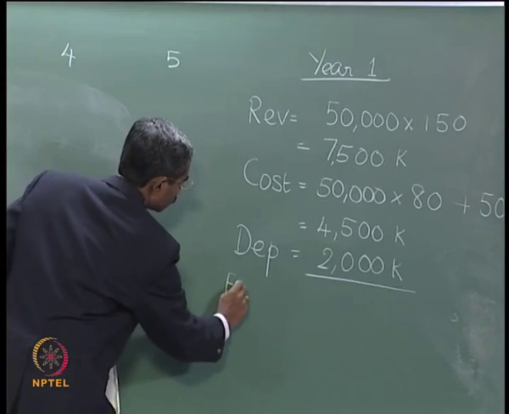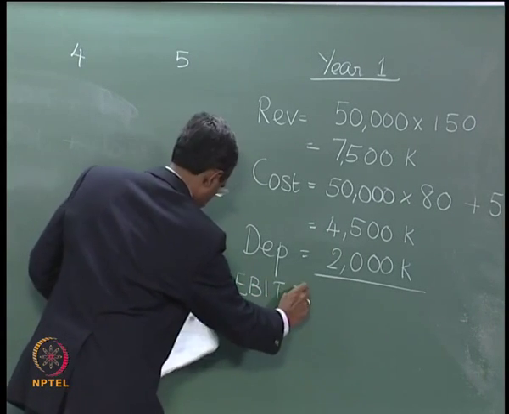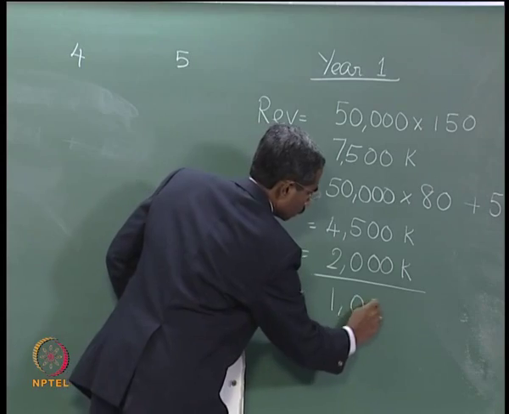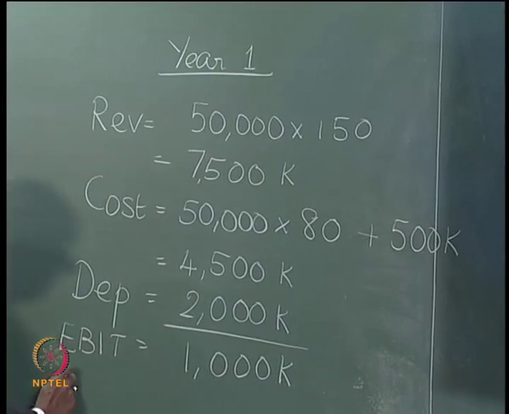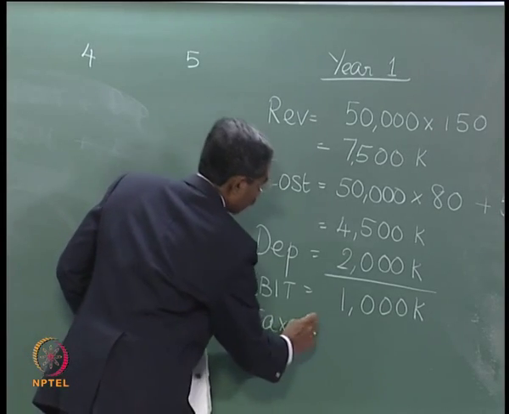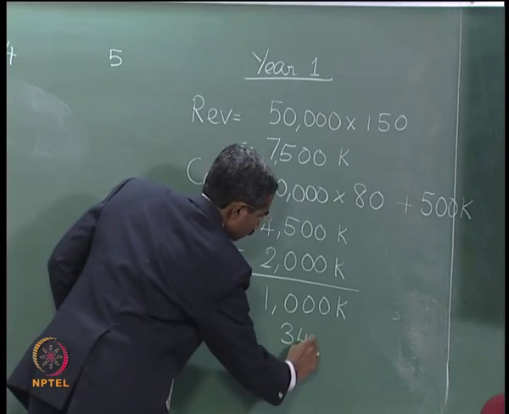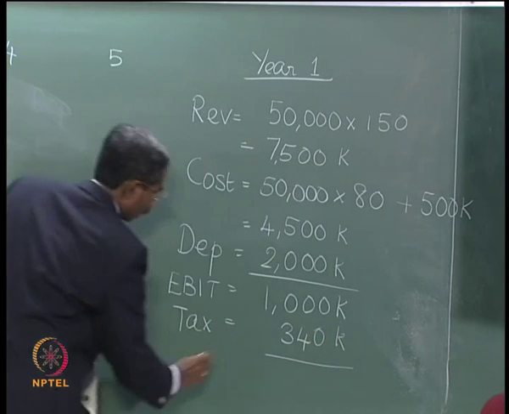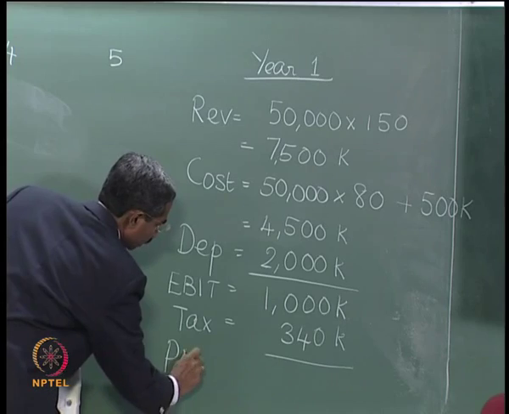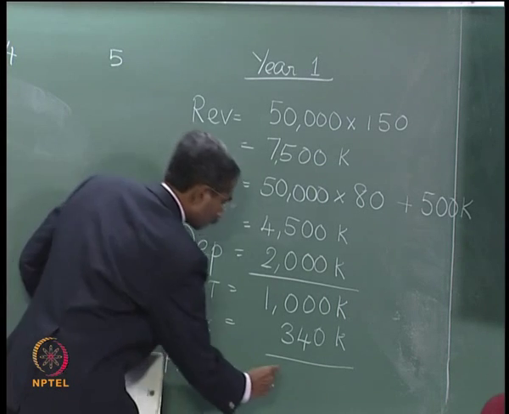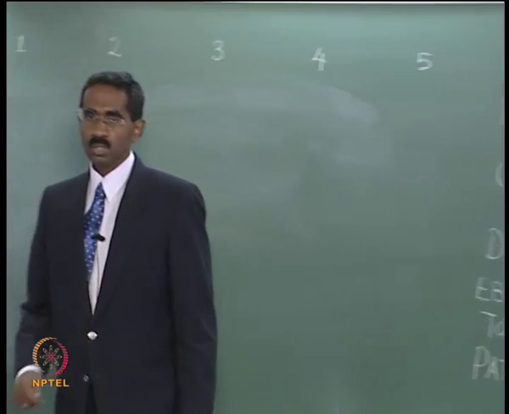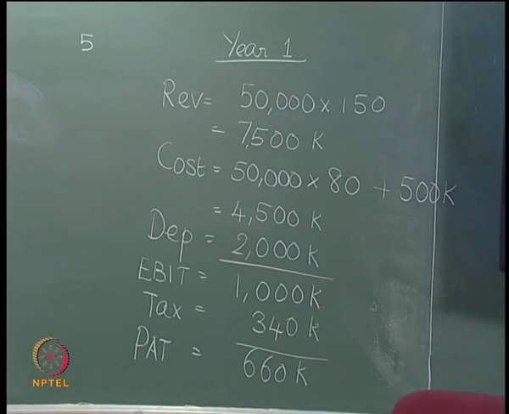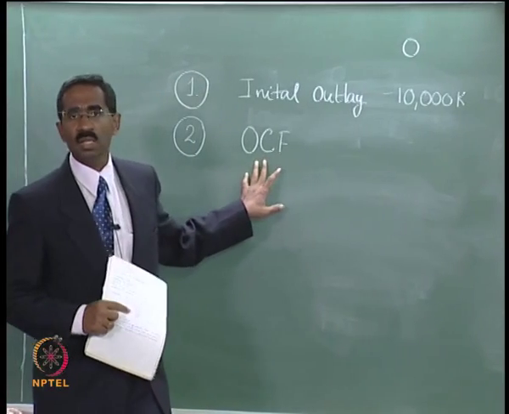So, this leads to earnings before interest and tax of 1 million or 1000K, and we consider the tax to be 34%, which will be 340K, and then your profit after tax will be 660. So, this is the projected profit after tax for year 1, and we will have to calculate the operating cash flows.